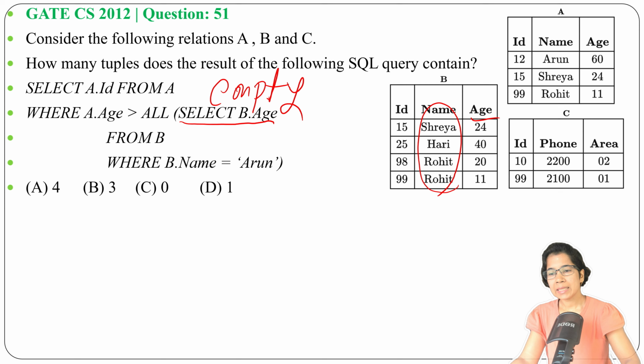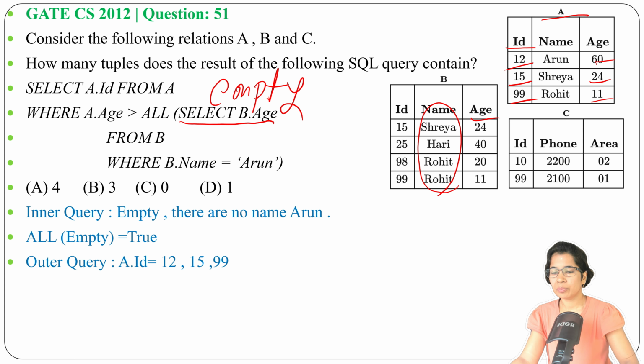Now outer query, select A.Id from A where A.Age is greater than empty. So 60, 24, 11 all are greater than empty. Hence in output it will give 12, 15, 99. All the ID will be in the output. And in question it is asking how many tuples does the result of the following SQL query give. It will give 3 tuples. Hence answer is 3. Option B.